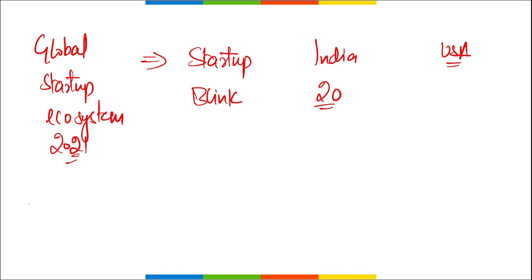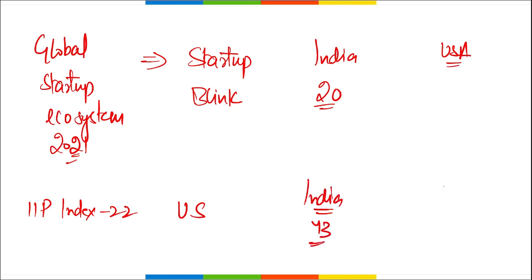Similarly, if we are talking about the International Intellectual Property Index, the IIP Index, for the year 2021, this was released by the United States Chamber of Commerce Global Policy Innovation Center. Here, the rank of India was 43rd, and it was topped by USA on first position, UK on second position, and Germany on the third position.